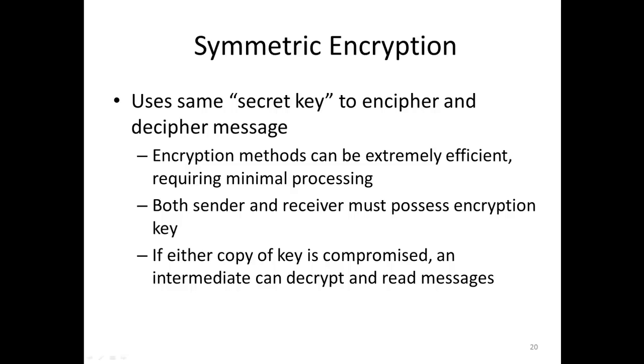So if either copy of the key is compromised, perhaps an intermediary can get a hold of one of those keys, then they can decrypt and read the messages, and they can also create other messages and encrypt them so they can cause some confusion in the message stream.